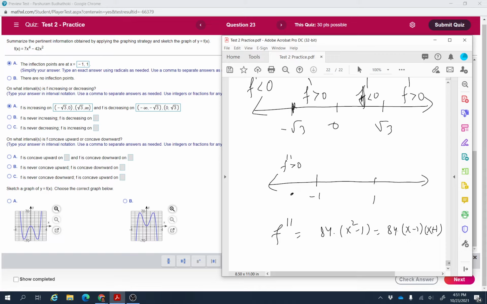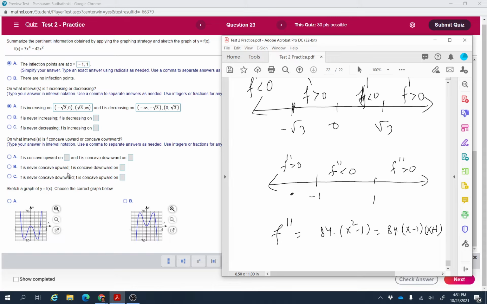If you take something from here, let's take 0, then since 0 minus 1 is negative and 0 plus 1 is positive, it will be negative. Finally, let's take something from here, let's say 2. 2 minus 1 is positive, 2 plus 1 is positive, so it's positive. So the graph here is concave upward, here it's concave downward, and here it's concave upward.